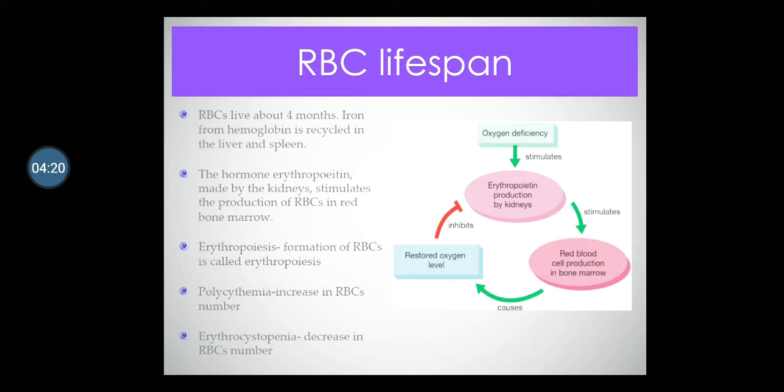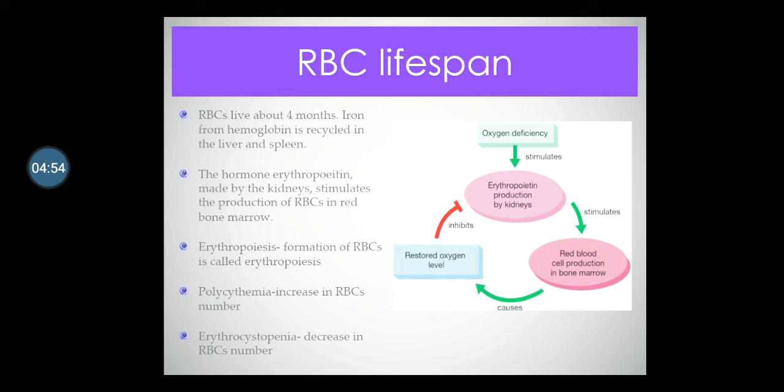RBC lifespan. RBC lives about 4 months, means 120 days. Iron from hemoglobin is recycled in the liver and spleen. The hormone erythropoietin made by the kidney stimulates the production of RBC in bone marrow. The formation of RBC is called erythropoiesis.